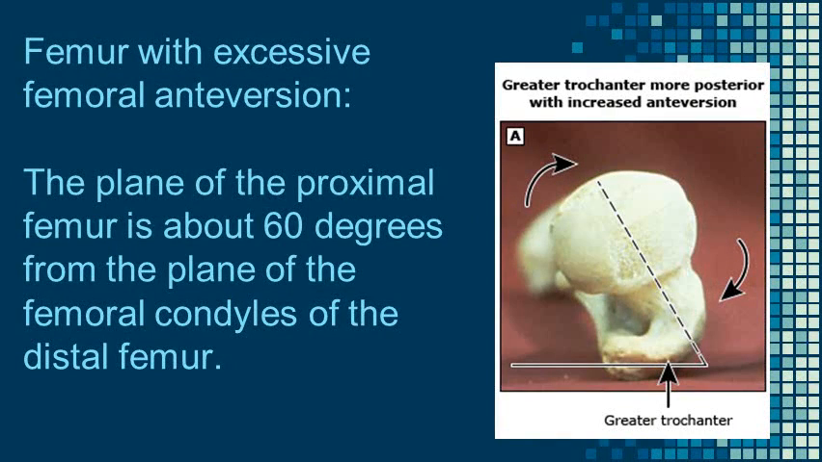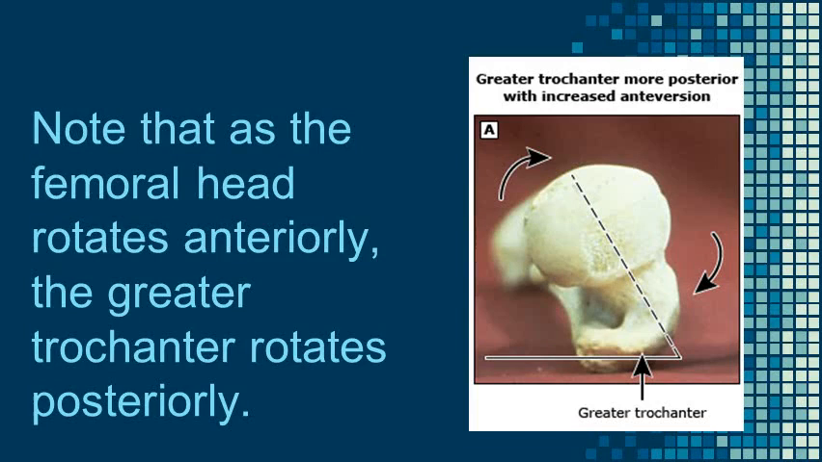In this picture, a femur with excessive femoral rotation is seen. Here the plane of the proximal femur is about 60 degrees from the plane of the femoral condyles of the distal femur. And as the femoral head rotates anteriorly, the greater trochanter rotates posteriorly.